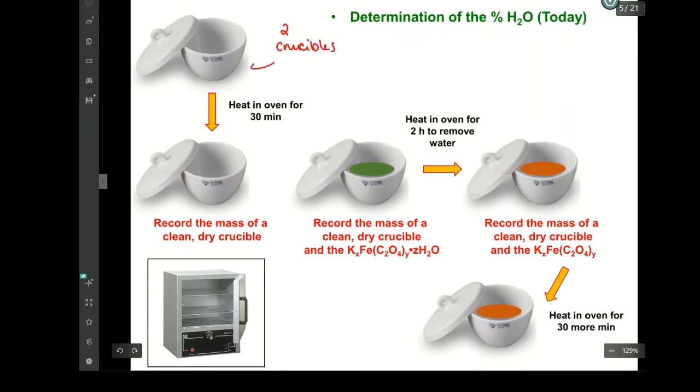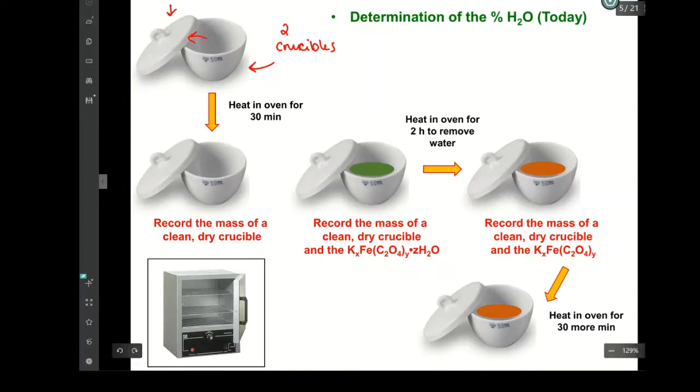And a crucible is just a little porcelain dish that has a lid, and we can heat it up. We're not going to heat it up super hot, but you can heat crucibles up really hot, and that's what they're really good for. So you're going to get 2 of them. You're going to put them in a beaker, and you're going to make sure that the lid is off, okay?